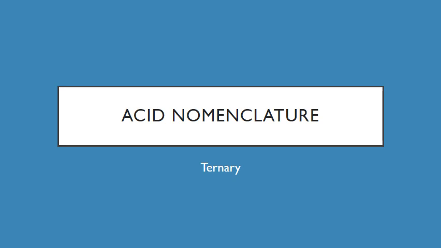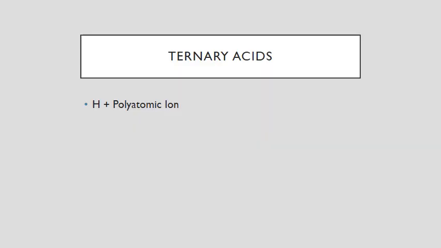In this video, we're going to go over the last part of acid nomenclature, which is to name what are called ternary acids. A ternary acid, you'll be able to tell from a hydrogen plus a polyatomic ion. So it's really just any sort of acid that's going to have more than one nonmetal in it.